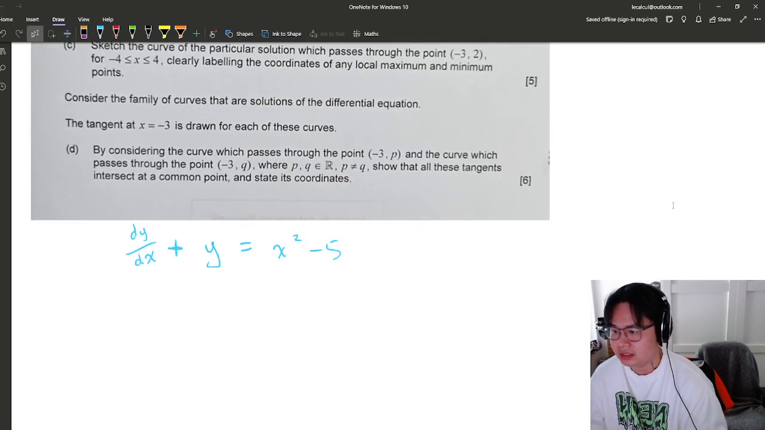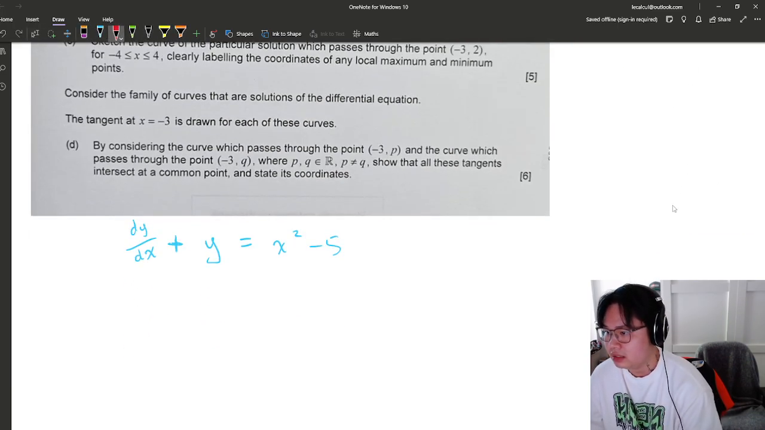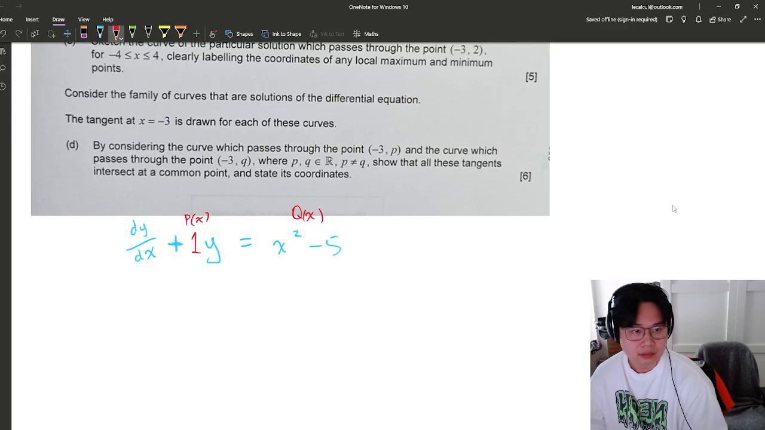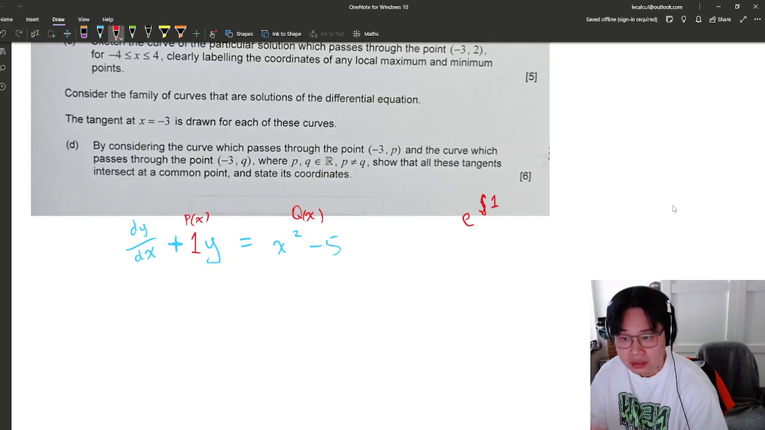Okay, so as you can see, my p of x is 1. This is my q of x. My integrating factor should be e to the integral of 1 dx, which is just e to the x.